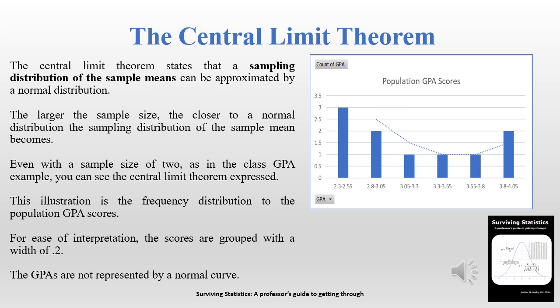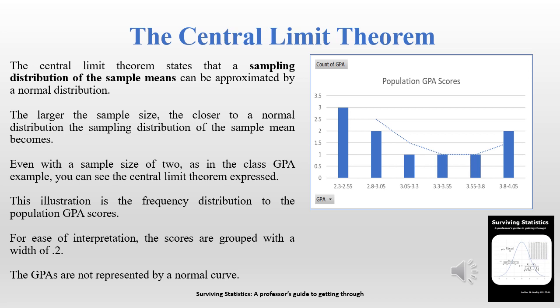We've also spent a lot of time up to this point talking about the normal curve. Now, the central limit theorem tells us that the sampling distribution of the sample means will approximate a normal curve, a normal distribution. And the larger the sample size, the closer to a normal distribution that actually becomes. Now, as an illustration here, just take a look at the curve that you see on the screen generated from the bars here. So these are the population GPA scores, and I've grouped them with a width of 0.2. Frequency distribution, and then we have a curve here. Notice that that's not a normal curve, that's an inverted curve. So the population in this case is not representative of a normal curve.